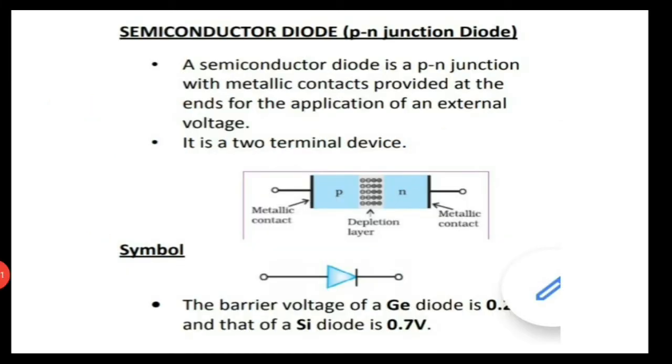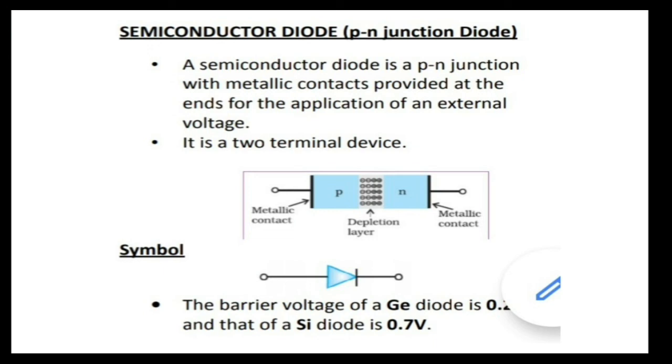A PN junction with metallic contacts provided at the ends for the application of external voltage, we call it a semiconductor diode. So simply a semiconductor crystal made as a PN junction with metal contacts on either side, we can call it a semiconductor diode. It is a two-terminal device, and the symbol is this. The triangular portion stands for P and the straight line stands for N.